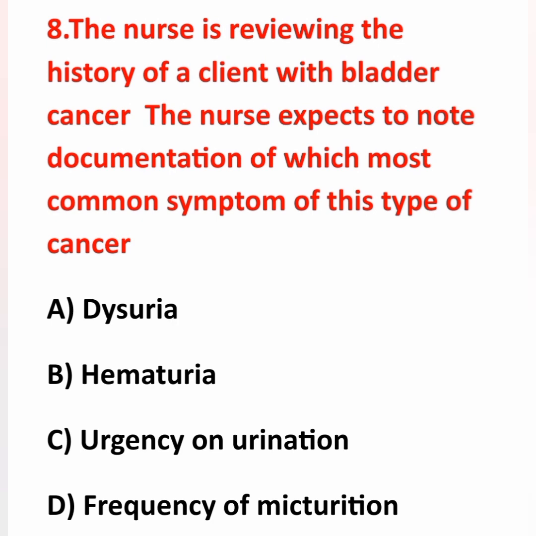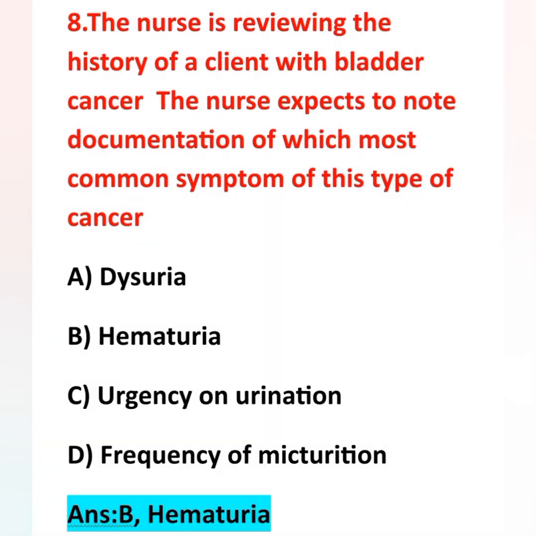We will see the manifestations of bladder cancer: gross or microscopic painless hematuria, frequency, urgency, dysuria, clot induced obstruction. All these are clinical manifestations of bladder cancer. So the main symptom of bladder cancer is hematuria. Option B is the correct answer.